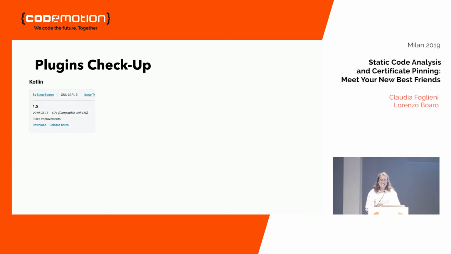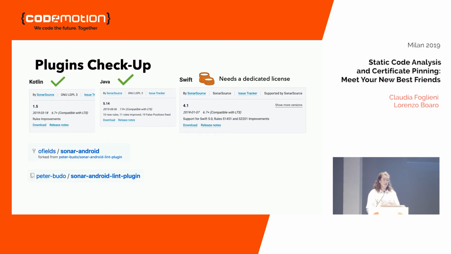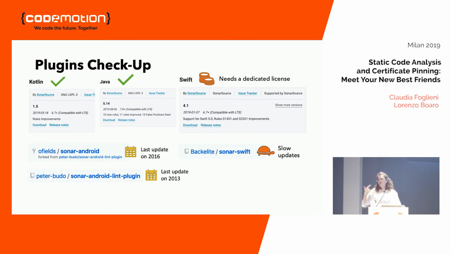But how do we analyze the different languages with SonarQube? Also in this case, we have the possibility of using a dedicated plugin, which offers product code coverage in the mobile environment. The first two standard plugins are dedicated to Java and Kotlin. They are supported by the SonarQube team and updated very frequently. As for Swift, there is a plugin supported by SonarQube, but it requires a dedicated license, and updates are not as frequent as in the case of Java and Kotlin.